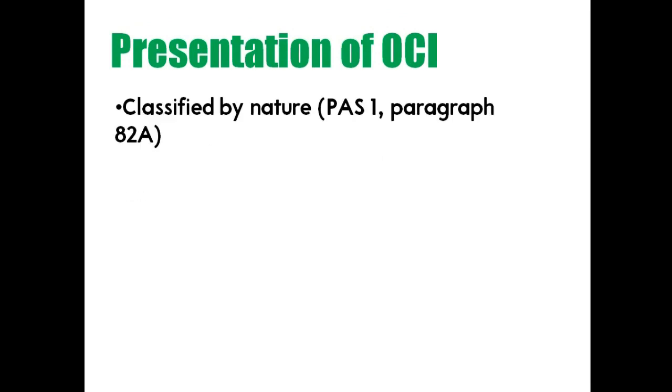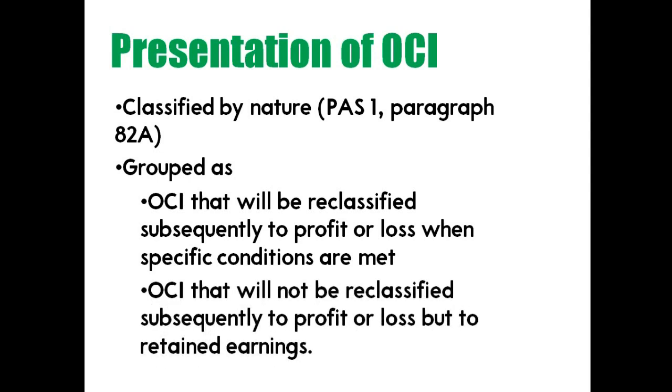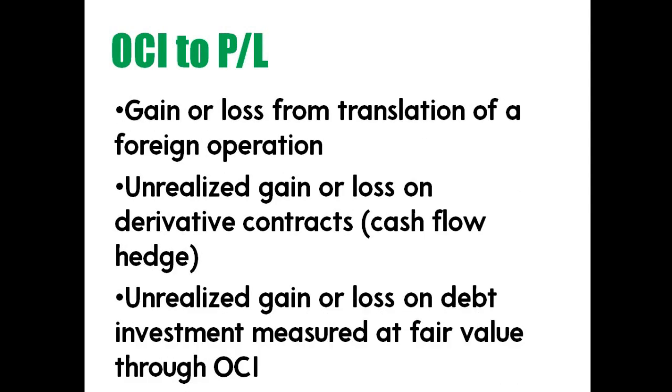So, sabi ng ating standard, line items should be classified by nature, grouped as OCI that will be reclassified to P&L and OCI that will be reclassified to retained earnings. Maganda lang pagkakasabi niya. Pero yun lang dalawa, OCI to P&L and OCI reclassified to RE. Okay? So, ano ba yun? OCI reclassified to P&L. These are the items.